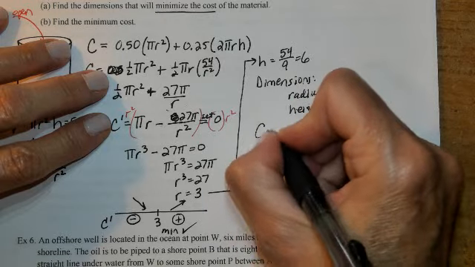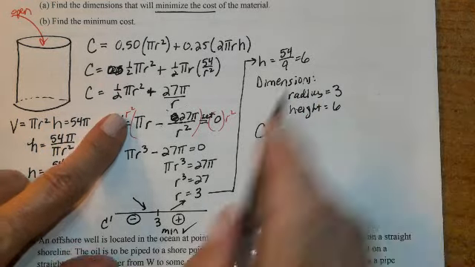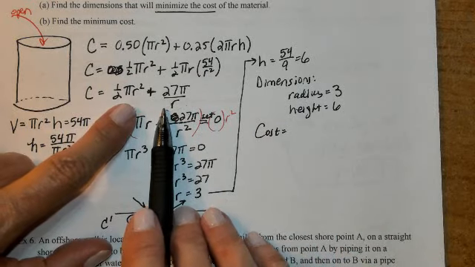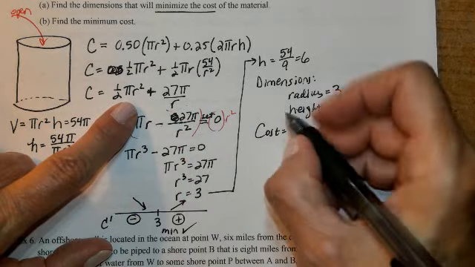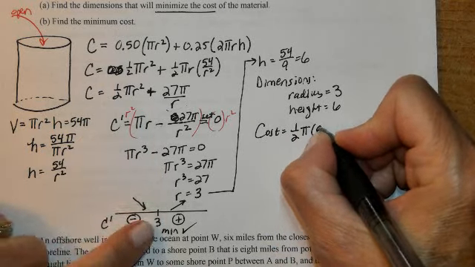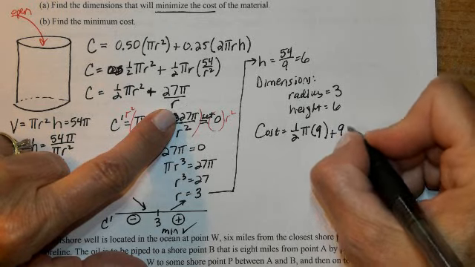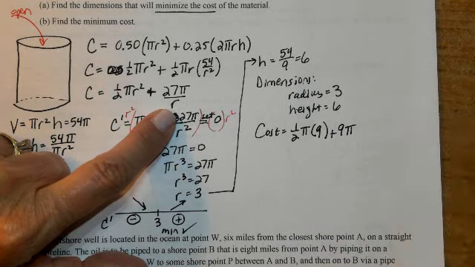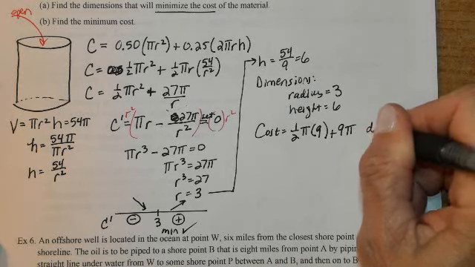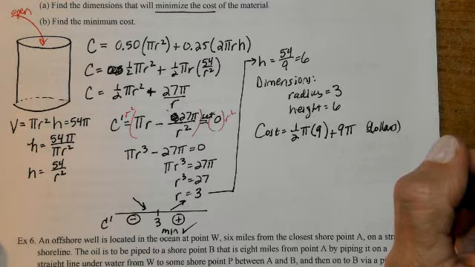The cost would be, and here I would go into the easiest looking equation for cost that I have, and I think the easiest looking equation is right there. 1/2 pi times 3 squared plus 27 divided by 3. And we can simplify that if we want to, but I think I'm just going to leave it like that. And that would be in dollars, if they asked for the units.